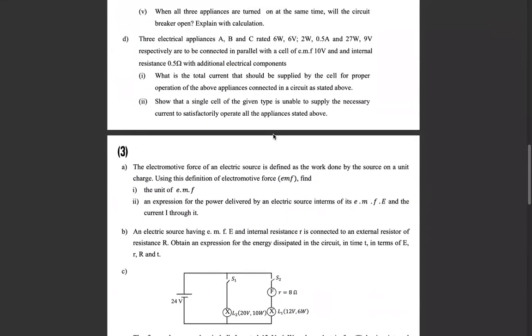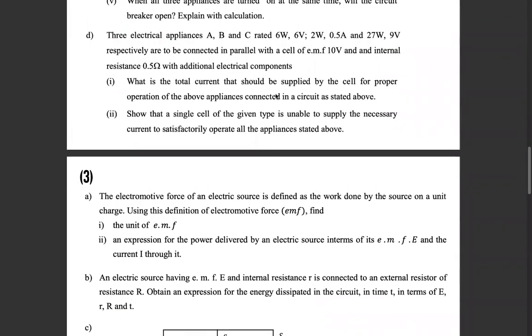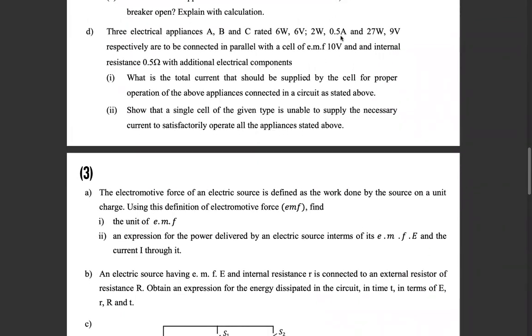Three electrical appliances A, B, C are rated 6 watt, 6 volt; 0.5 ampere; and so on. There are three of them, so I'll underline them separately. This is A, and these are the values for A. B, these are the two values for B, careful. C, these are the two values for C. For A and C, they have given the power and the voltage, but for B they have given the power and the current. So let's be mindful about that.